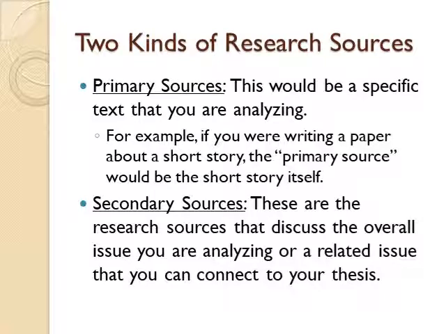There are two kinds of research sources. Primary sources include specific texts that you are analyzing. For example, if you're writing a paper about a short story, the primary source would be the short story itself. Secondary sources are those research sources that discuss the overall issue you're analyzing or a related issue that you can connect to your thesis.